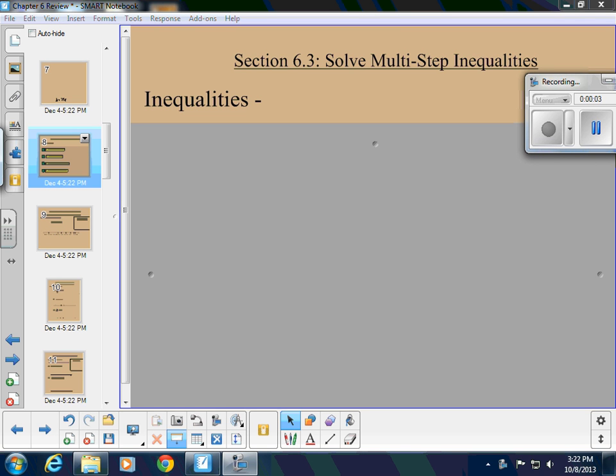This lesson is on section 6.3, solving multi-step inequalities. This is the section I'm choosing to review with the intermediate class about solving inequalities. The first two sections talk about solving one and two-step inequalities, so we're going to jump right to section 3, where we're solving inequalities with more than one step.